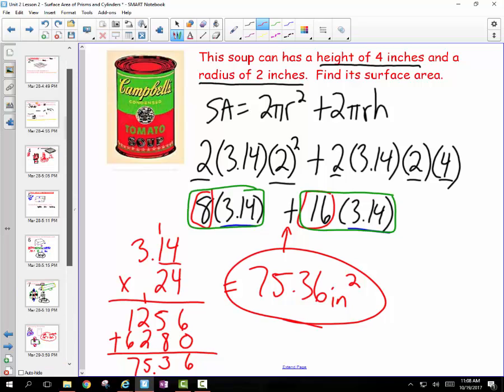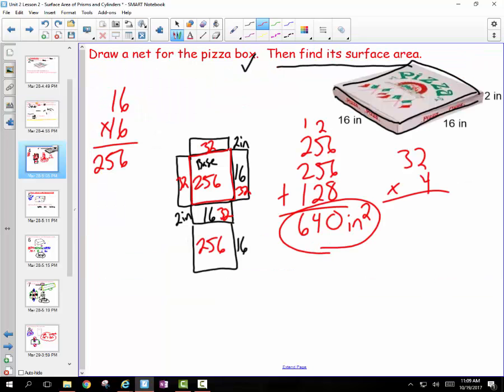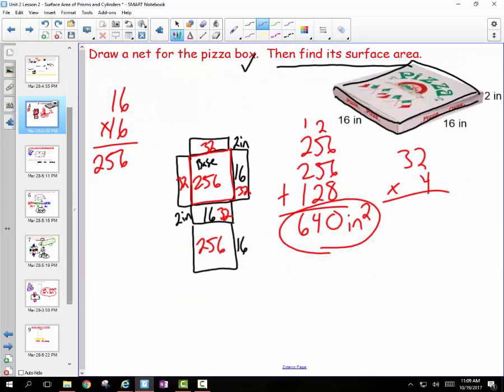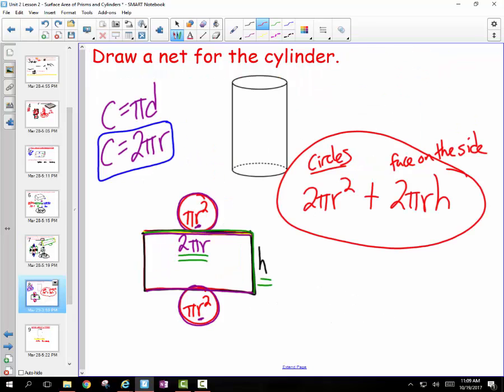Hopefully these notes help you. 2 main things to point out. Understand that you can always draw a net to find the surface area. Just think to unfold or flatten the solid. We did an example with a rectangular prism or a square prism there. We also did an example with a triangular prism, and we even technically did an example with a cylinder.